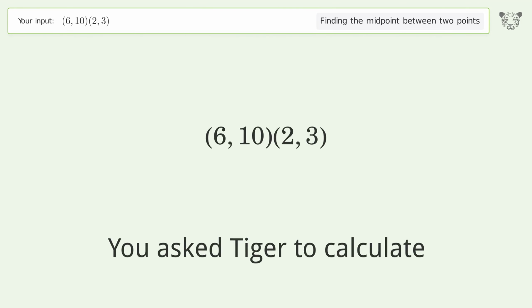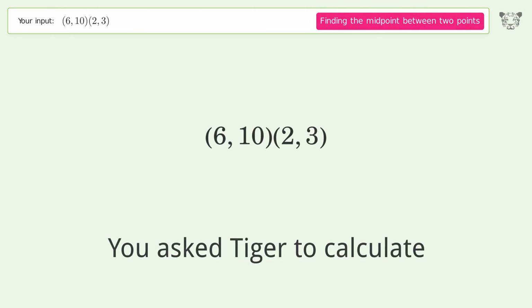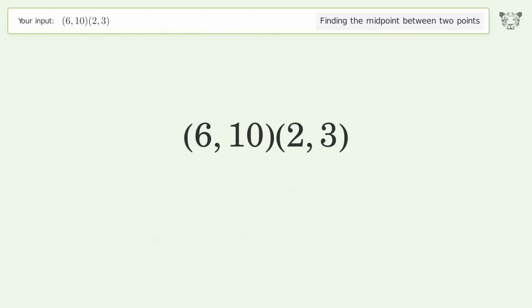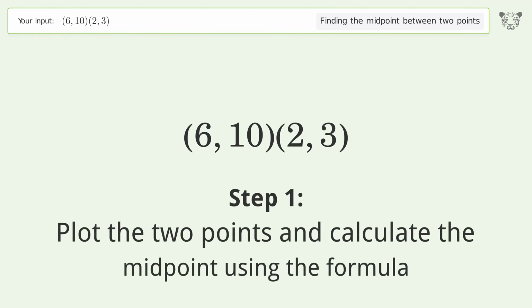You ask Tiger to calculate. This deals with finding the midpoint between 2 points. The midpoint between the 2 points is 4, 6.5. Let's solve it step by step. Plot the 2 points and calculate the midpoint using the formula.